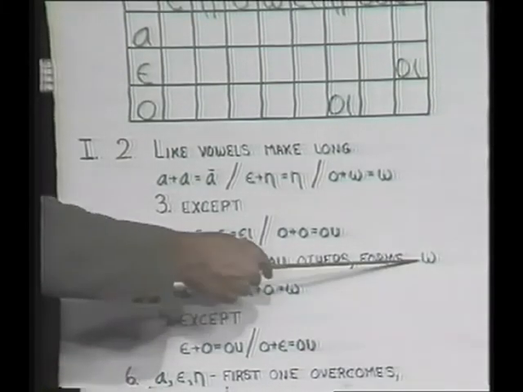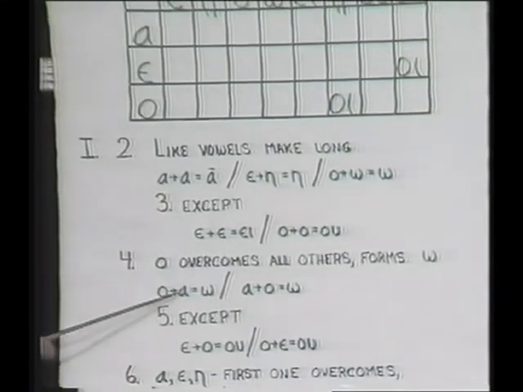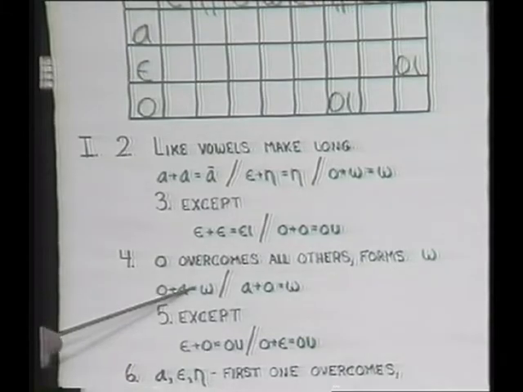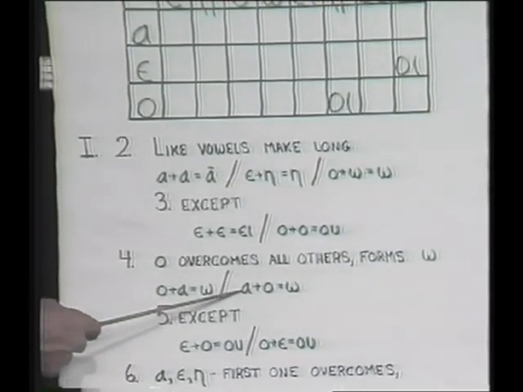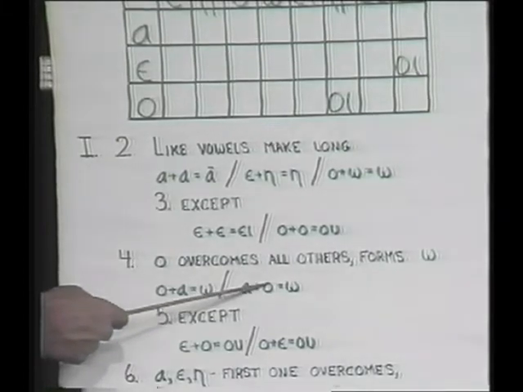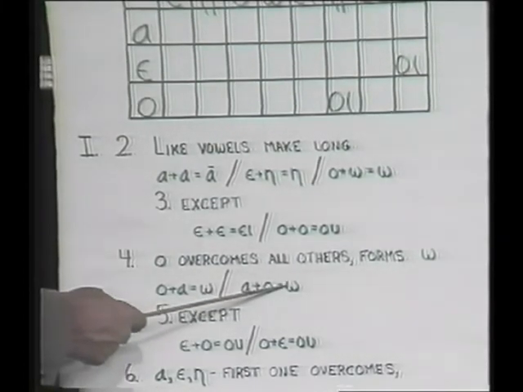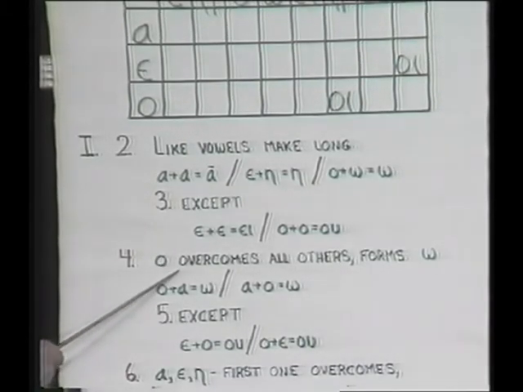The second rule, rule number 4 in Machen, is any O sound overcomes all the others and forms omega. If you have an O, whether the O comes first or second. Omicron alpha, that's an O sound. It overcomes alpha and makes its own long, omega, even when it comes second. Alpha comes first, omicron comes here, the O sound overcomes the other and makes omega. So, rule: any O sound overcomes all others, forms omega.